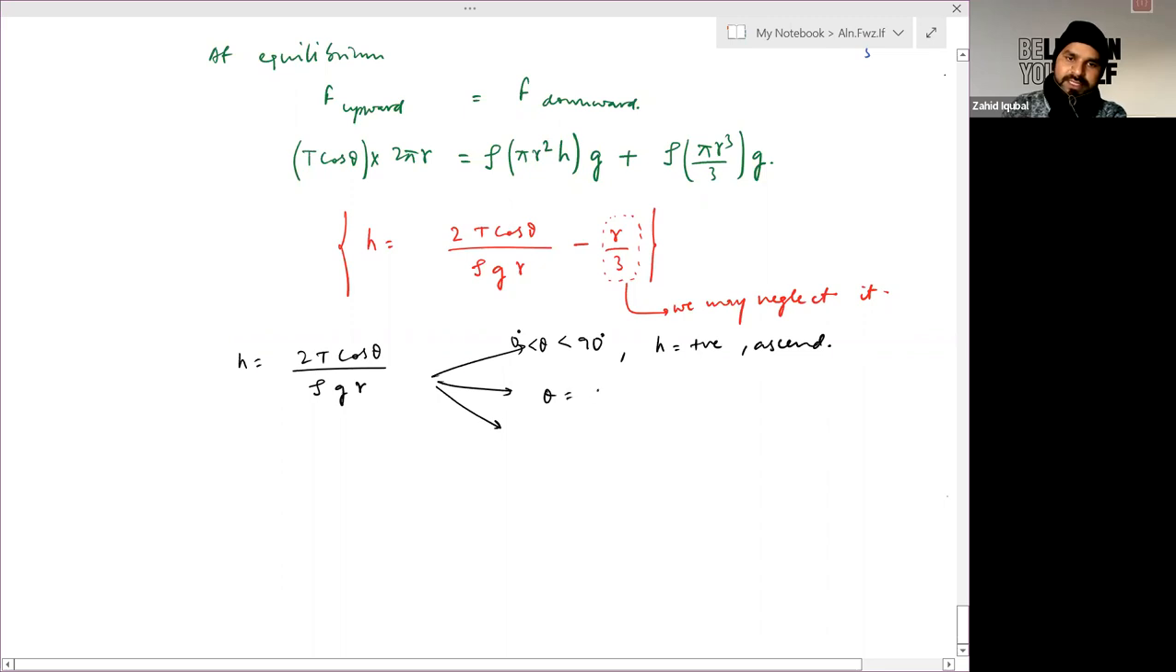In second part, if theta is 90 degrees, cos 90 will be 0. So h will be 0. There will be no rise or fall in level of liquid. So no change in level of liquid.